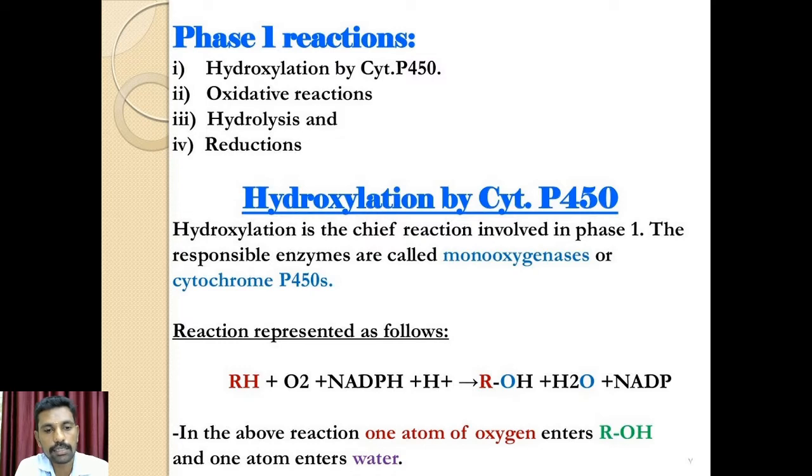So here the reaction is written: RH + O2 + NADPH + H+ gives R-OH + H2O + NADP+. In this reaction, one atom of oxygen enters the R-OH hydroxyl group and the other atom enters into a water molecule, that is, H2O.